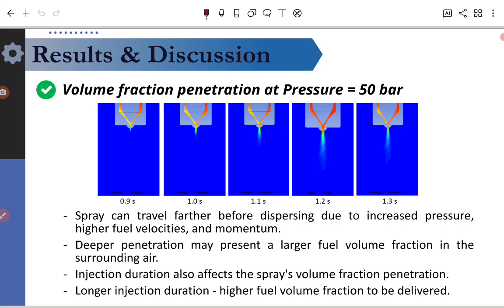The injection duration also affects the spray volume penetration. A longer injection duration enables a higher fuel volume fraction to be delivered, resulting in greater fuel dispersion and distribution in the surrounding environment. Remember that there can be an ideal injection duration that achieves a balance between fuel dispersion and penetration, which is crucial. It is also necessary to consider additional variables such as fuel characteristics, injector design, spray angle, and environmental circumstances that may affect the volume penetration of the spray.